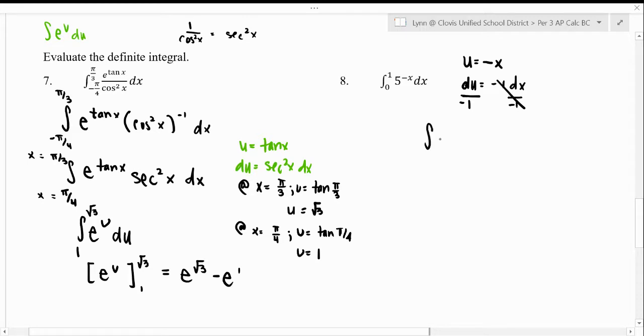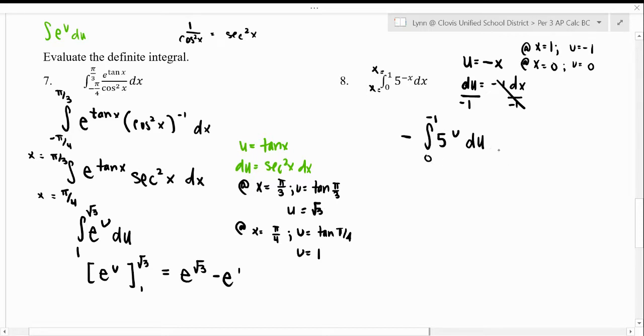So then I will have 5 to the u, and then du over negative 1, but I'm going to pull that negative out. And then I'm going to swap out my limits of x and make them into limits of u. So at x equal to 1, u would equal negative 1. And then at x equals 0, my lower limit, u would equal negative 0, which is just 0.